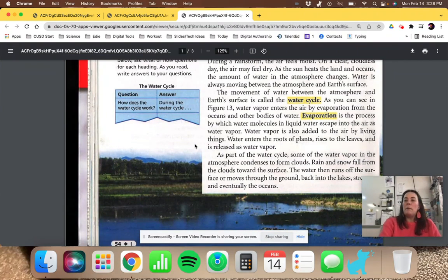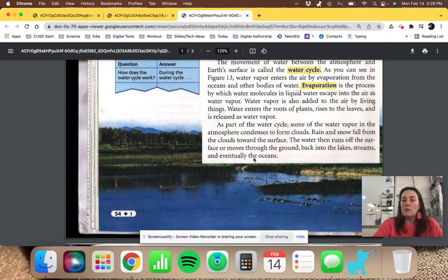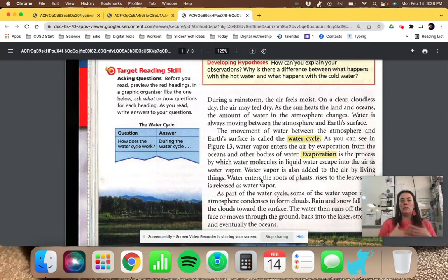It says, as part of the water cycle, some of the water vapor in the atmosphere condenses to form clouds. And we've all seen clouds in the sky, of course. And then from those clouds, you might get rain and snow that fall towards the surface. The water then runs off the surface or moves into the ground, back into the lakes, streams, and eventually the ocean. So we're talking about the water cycle here, which you may have studied before.